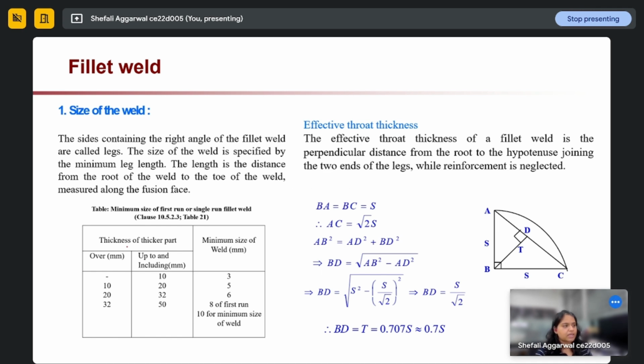First is the size of weld. So if this is our L type of fillet weld, these are our two legs of the fillet weld, and the size is the minimum leg length. So one length is this, the other is this one.